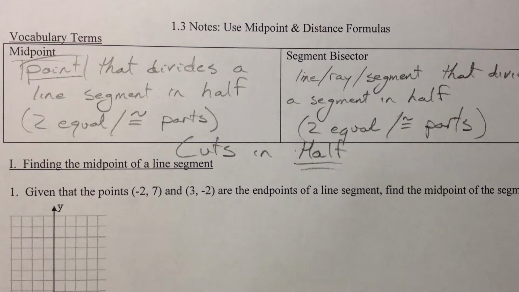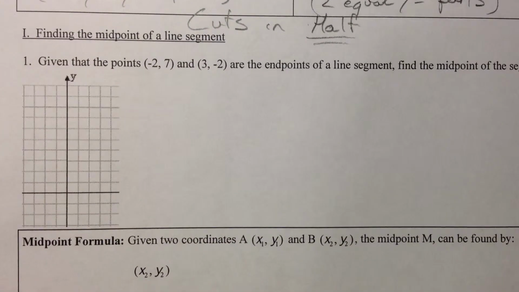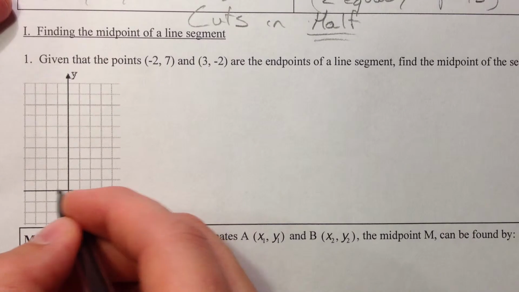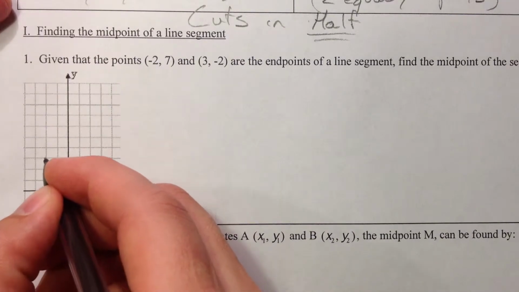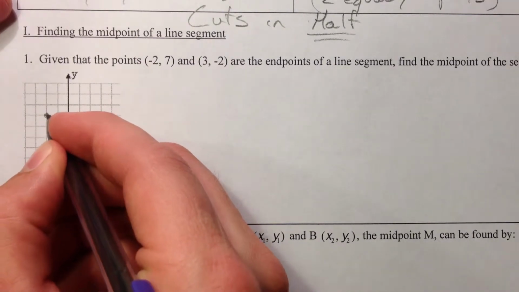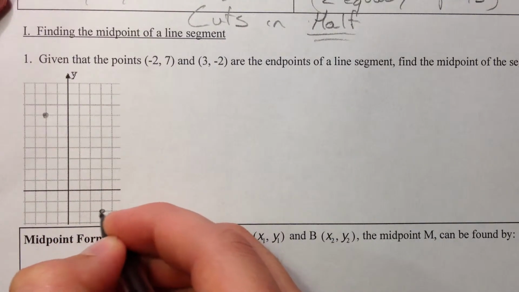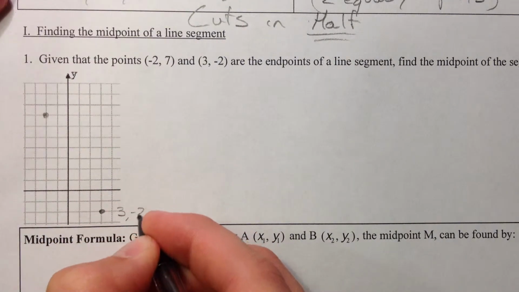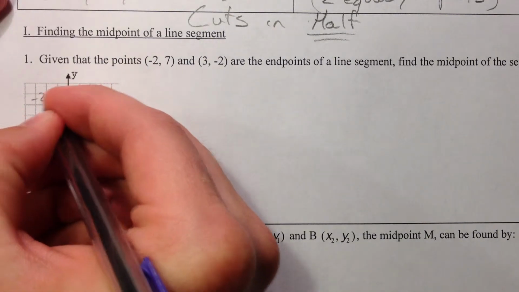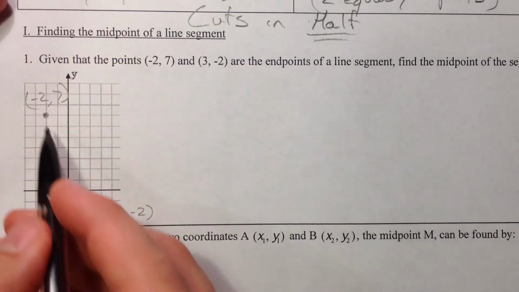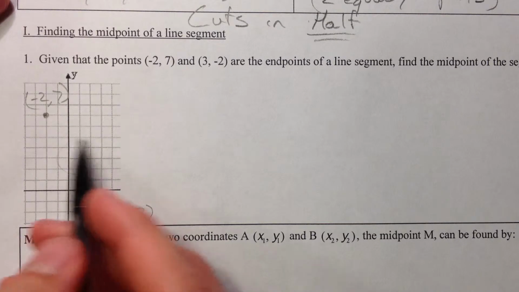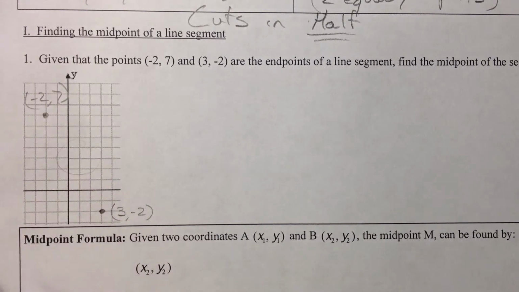So, let's talk about the midpoint formula in a sense. We have this point negative 2, 7. So negative 2, 1, 2, 3, 4, 5, 6, 7. And 3, negative 2. That's over here. And we want to know the point that's right in the middle. So we get an idea that it's got to be around there someplace. But to find the exact middle.